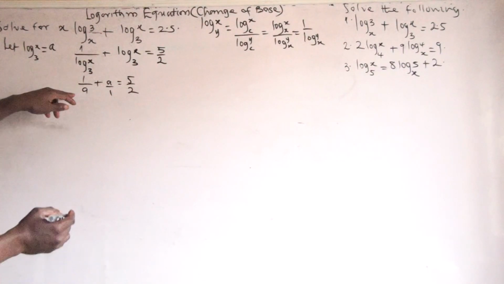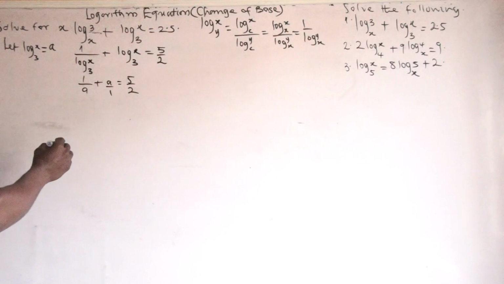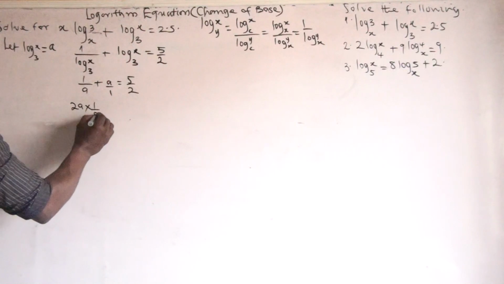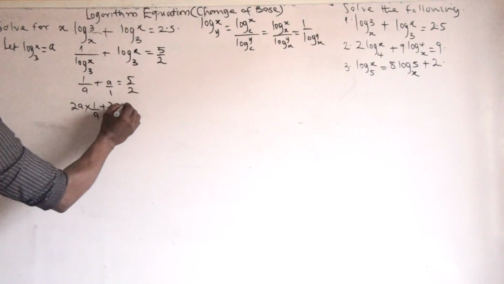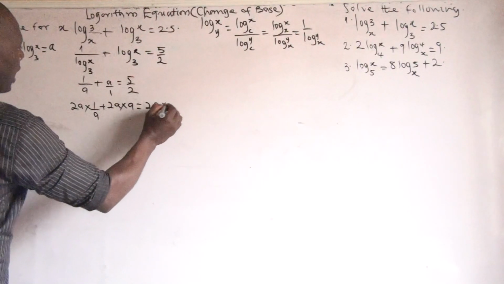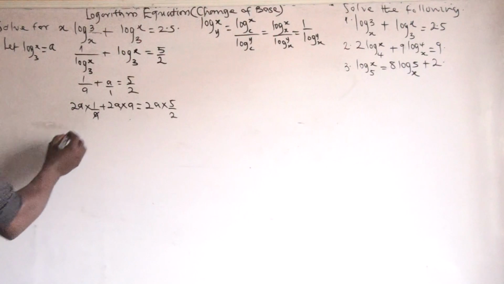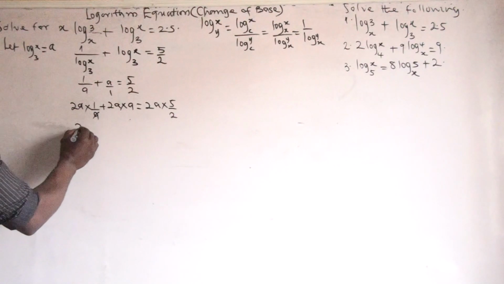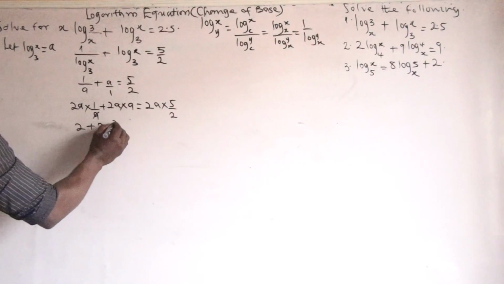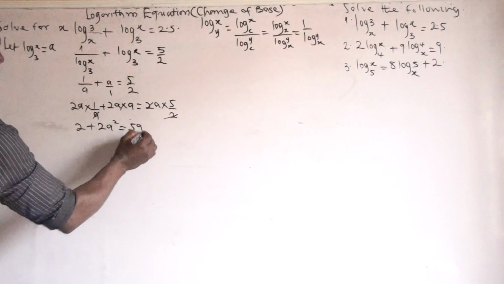The LCM of this fraction is 2a, so we are going to multiply through by the LCM, which is 2a. So we have 2a times 1 over a, plus 2a times a, then 2a times 5 over 2. Now a goes with a here, they cancel out. This becomes 2 times 1, which is 2, plus 2a times a, that gives us 2a squared, is equal to, here 2 goes with 2, and we have 5a.